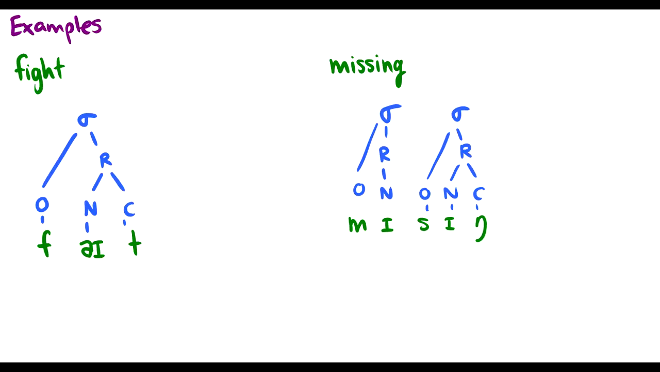Now, we'll do some examples here. For instance, in the word fight, we have this I here. This is the main vowel, I, so it's part of the nucleus. Everything to the right of the vowel is in the coda, and the nucleus and the coda make up the rhyme. And then the onset is everything to the left of the vowel. In this case, we have the F. So we have a one-syllable word, fight.